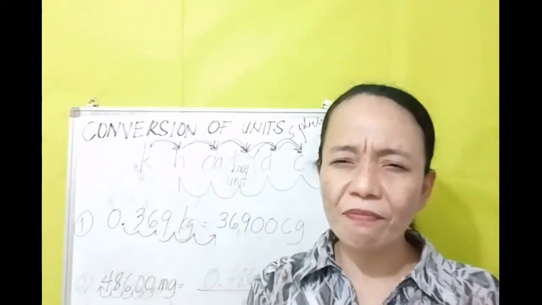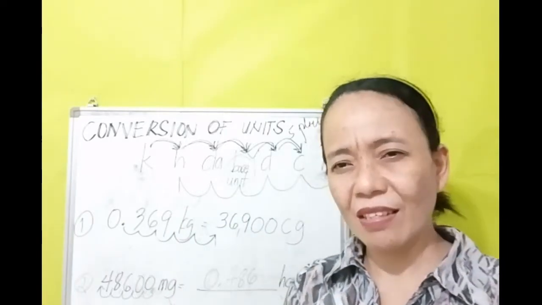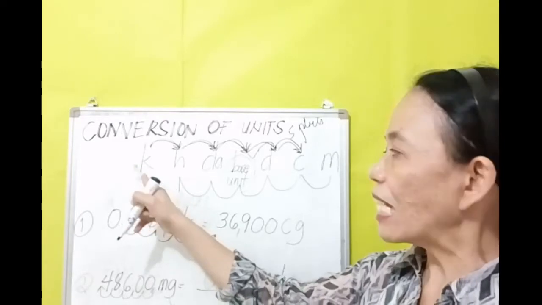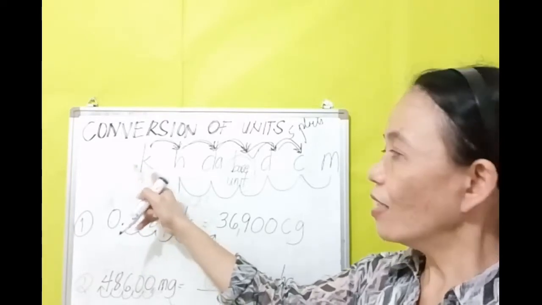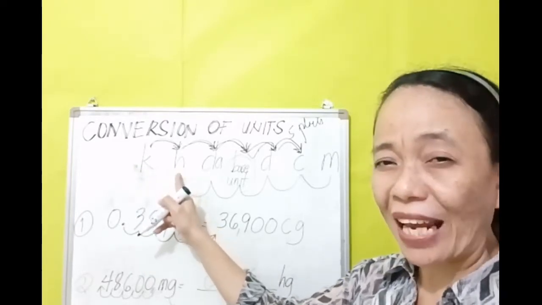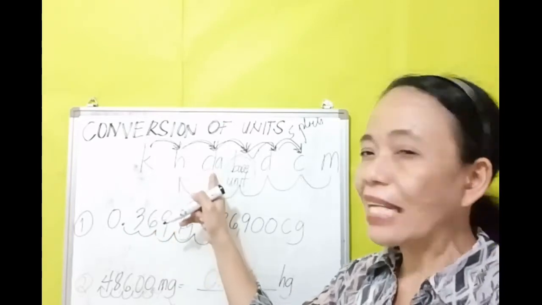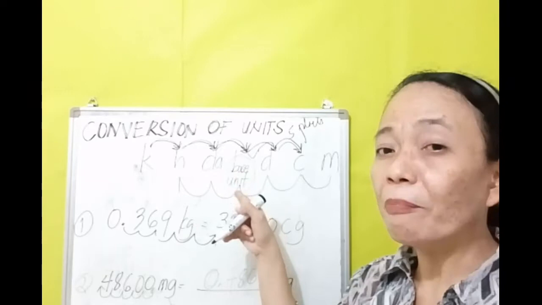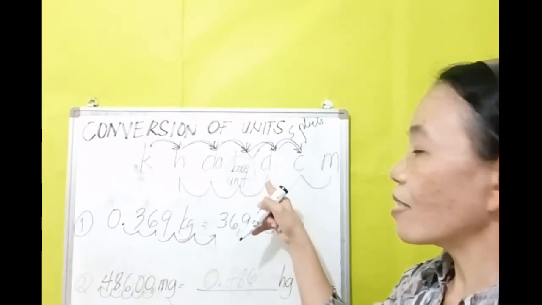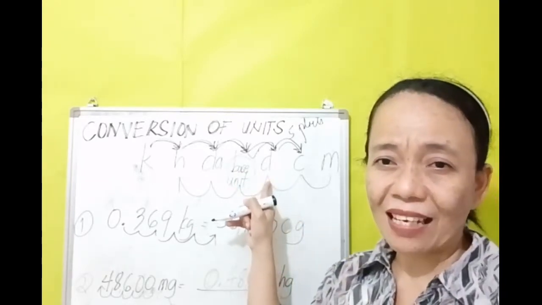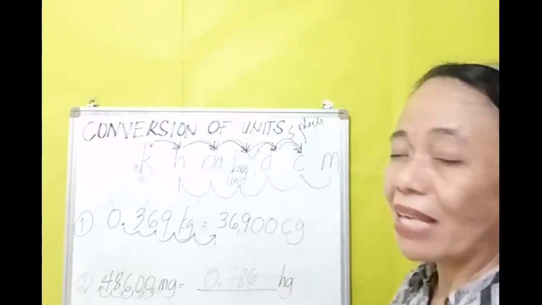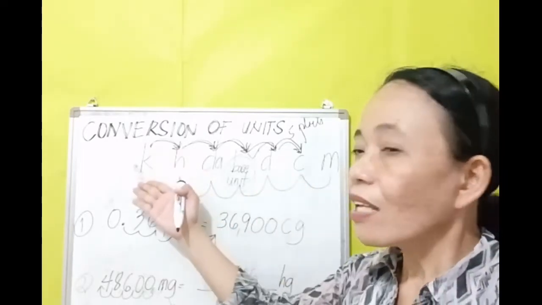So in other teachers, they're using terminologies here. K stands for king, H stands for Henry, D stands for died, then the base unit by, deci, drinking, C, chocolate, M, milk. So again, king.